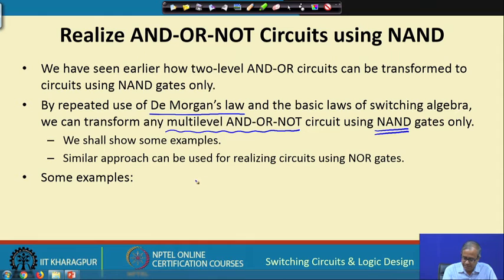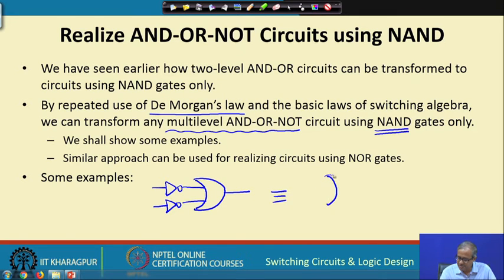Let us say if I have an OR gate with NOT gates in the input. Sometimes symbolically we write it like this, we show it as small bubbles in the input, bubble means NOT. These are the same thing.